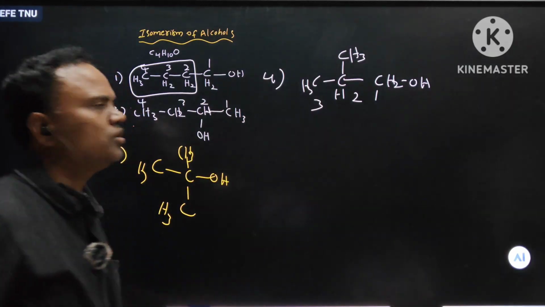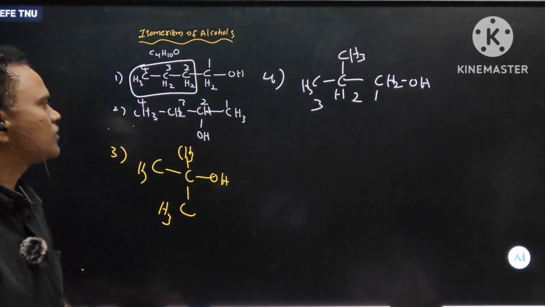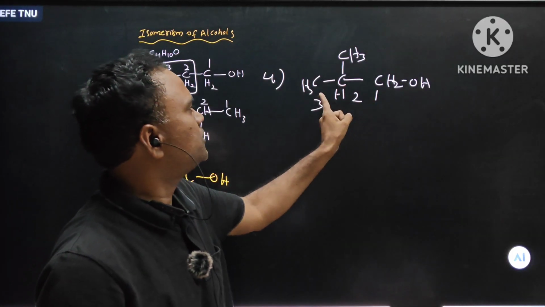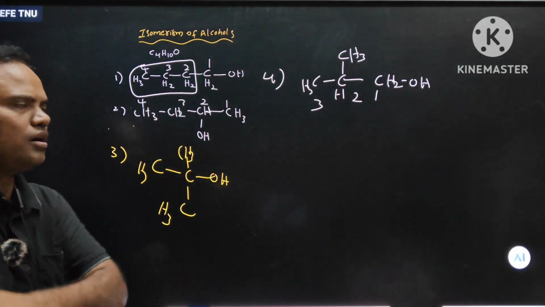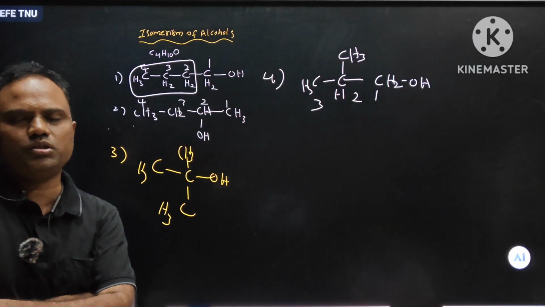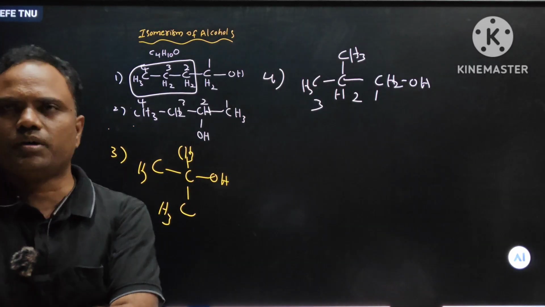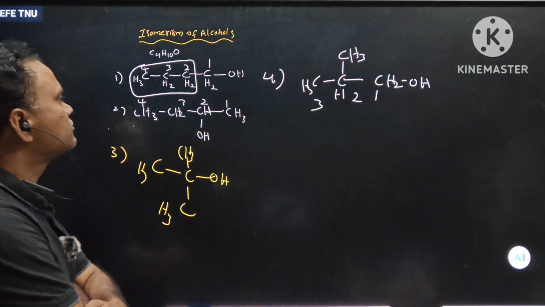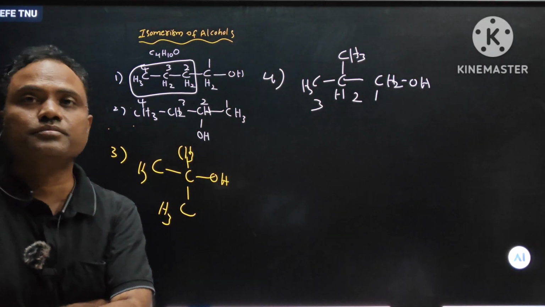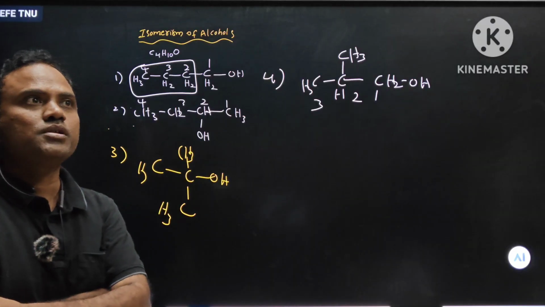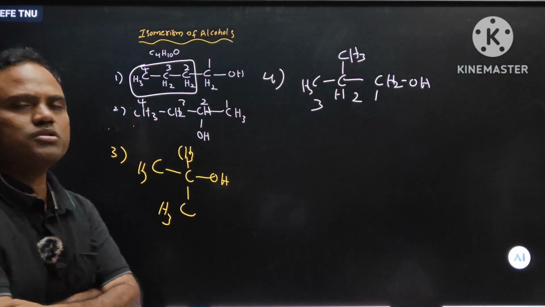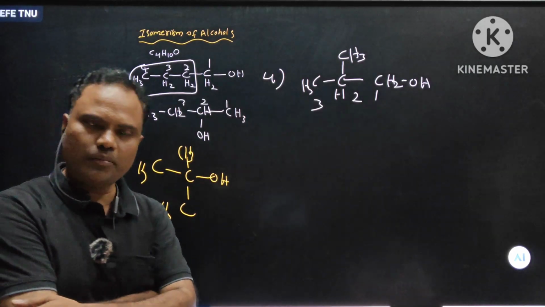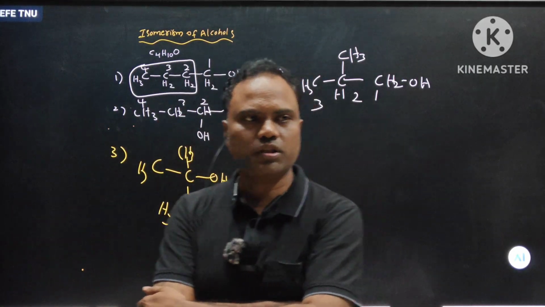So how many are over? 4 are over. So 1-butanol, 2-butanol, 2-methyl propanol, tertiary butyl alcohol. Any other possibility? You think 4 are over, right? Any other possibility? No. Only alcohols, is there any possibility? All combinations are over. Clear?